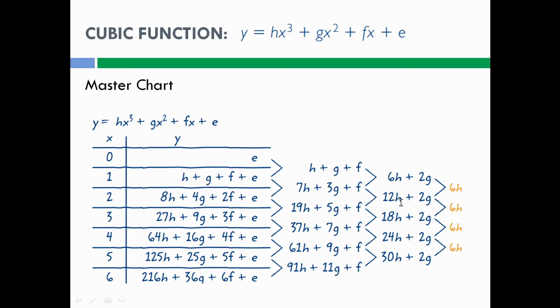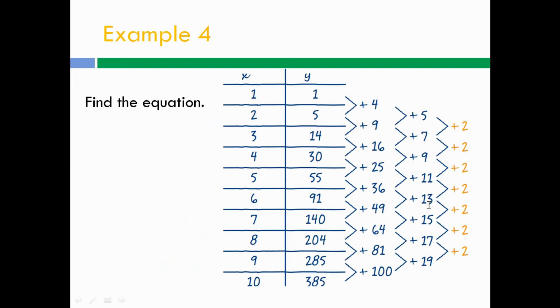So I need to follow this equation, 12h plus 2g. You can write this master chart by yourself and erase this row. Once you erase this row, you cannot subtract. So you don't have this and you don't have this 6h plus 2g. So I'm starting from here. So 12h plus 2g equals 5.